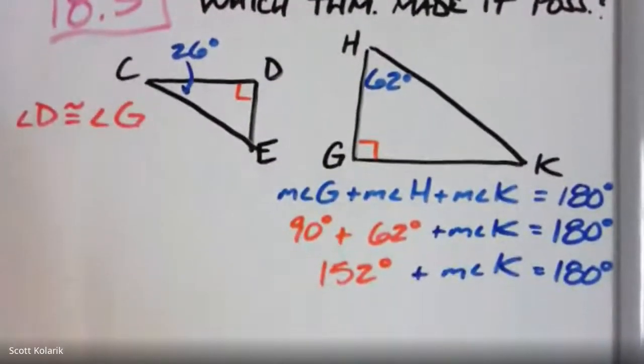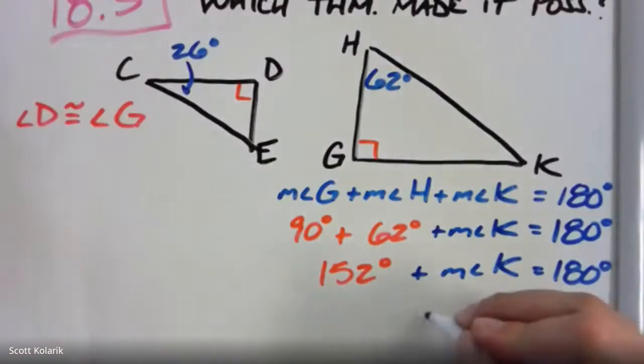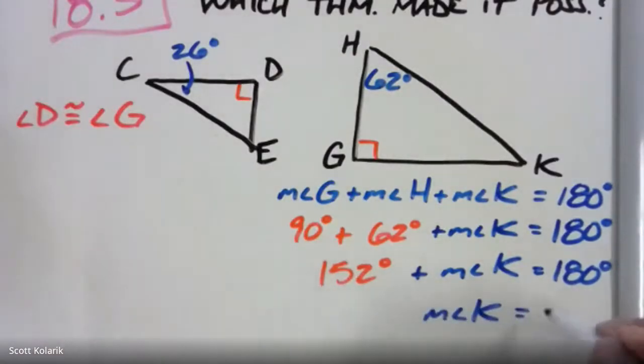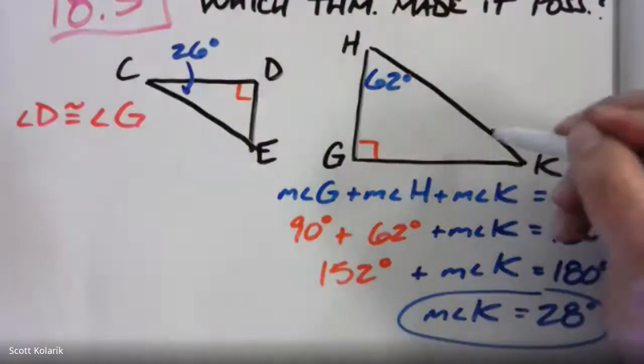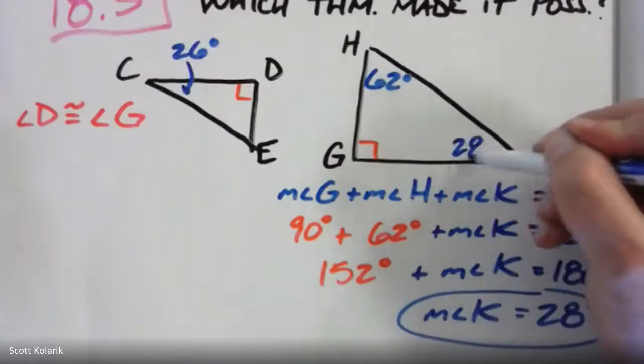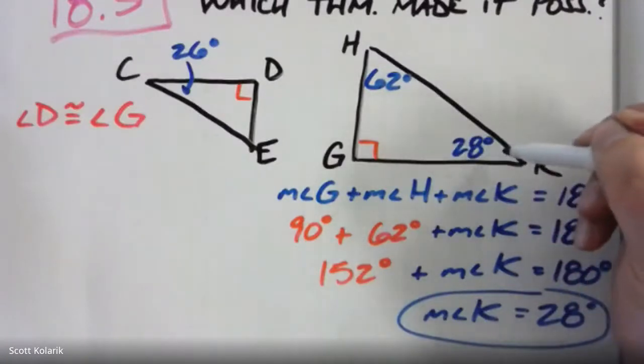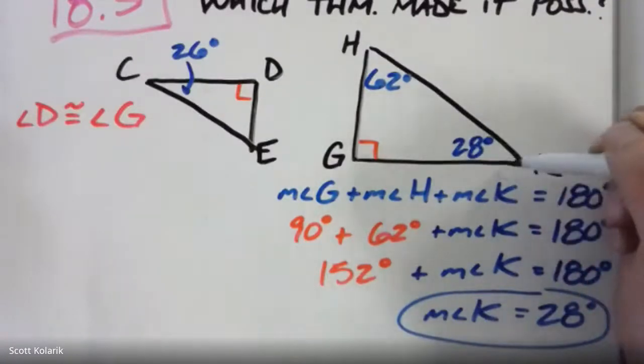So subtracting 152 from 180, I will find out that the measurement of angle K in fact equals 28 degrees. And this is important. So this is a determined fact now, that in this triangle, this has to be the third and final angle. This guy here has to be 28 degrees.